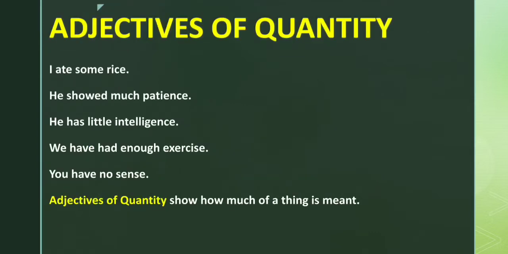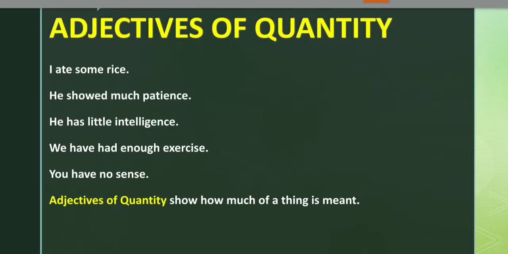Next we have adjective of quantity. I ate some rice. He showed much patience. He has a little intelligence. We have had enough exercise, and you have no sense. Okay, now if you observe the sentences, in the first sentence some is the adjective of quantity. In the second we have much. In the third we have little, in the fourth we have enough, and in the fifth we have no.